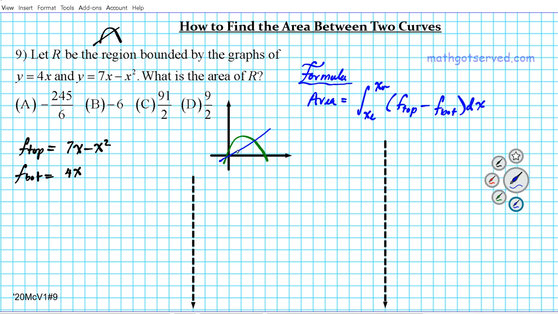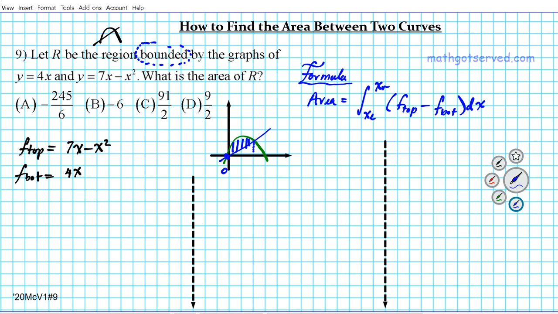So this bounds, notice the question says the bounded region by the two graphs. So it bounds this particular region right here. So we're trying to find out what this area is, okay? So they both start from 0, and then they both intersect at a particular point right here.